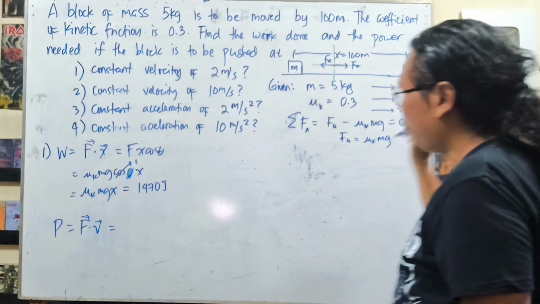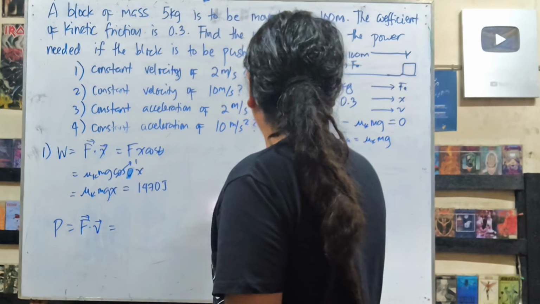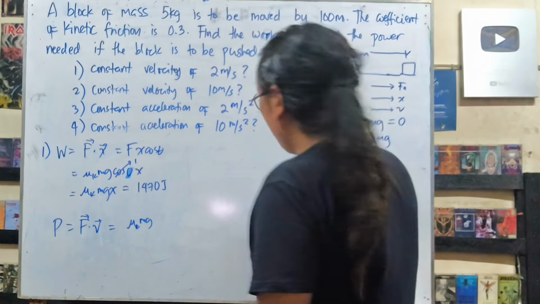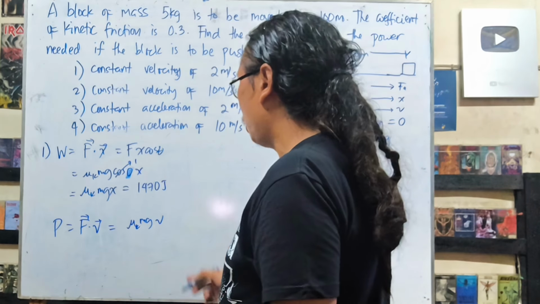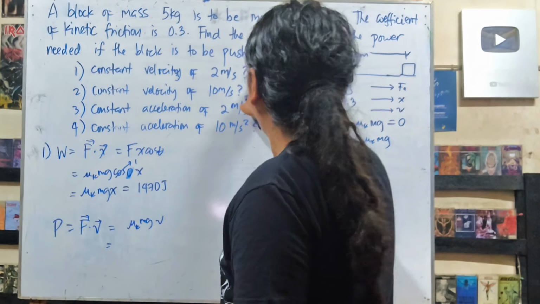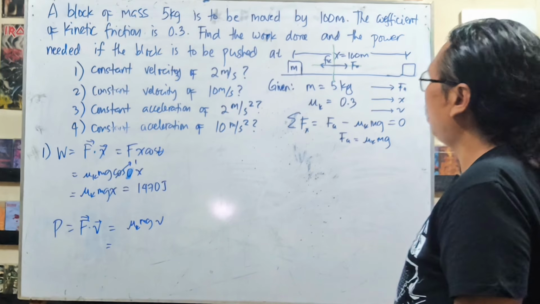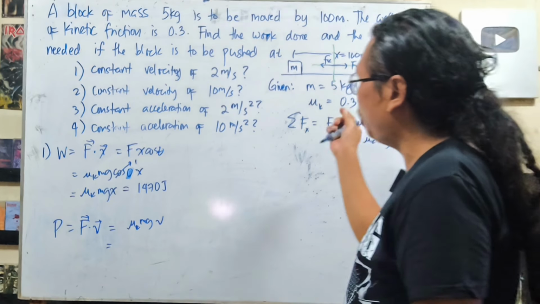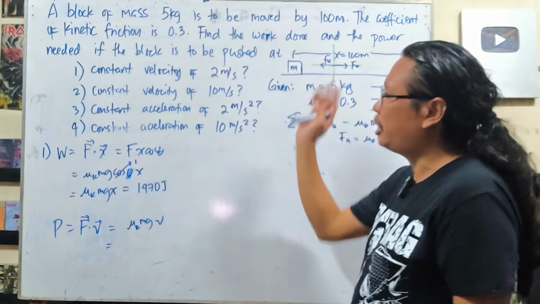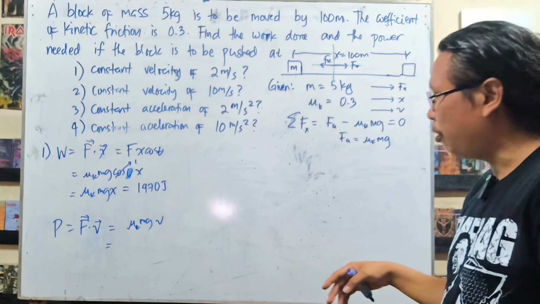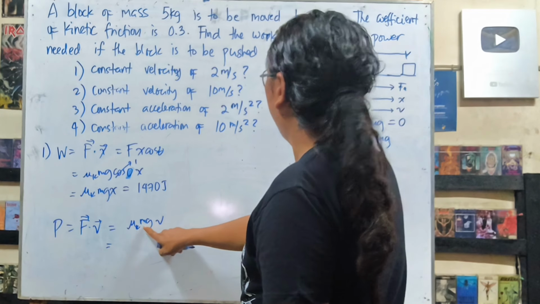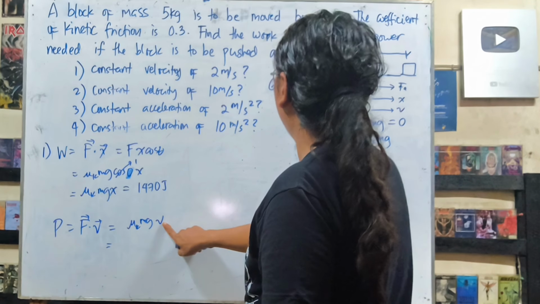So that means this is just equal to mu k mg times the velocity times cosine of 0 again, so it's just 1. So the power would just be equal to 49 times 2, that would be 98, because the velocity is 2. First be sure that the units are in meters per second for velocity, in SI units, so that your units will be compatible. So this is 5 times 49 times 2, that's 98.